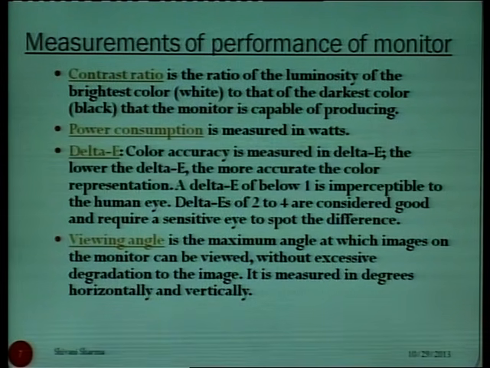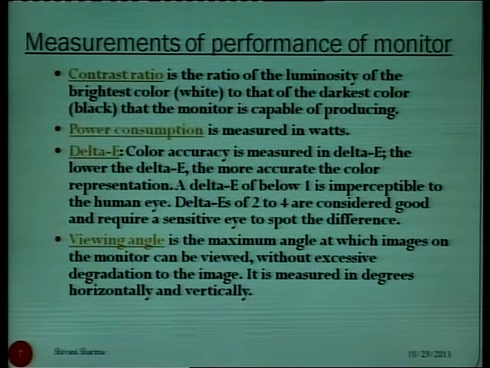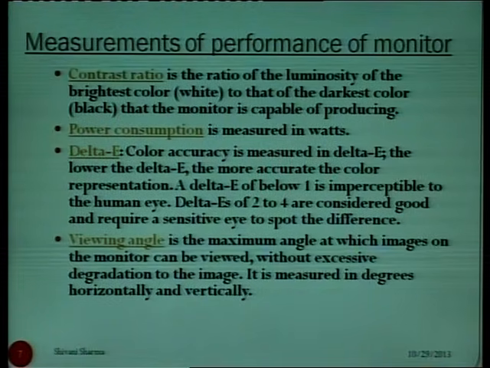Viewing angle is the maximum angle at which images on the monitor can be viewed without excessive degradation to the image, and it is measured in degrees, both horizontally as well as in the vertical direction.